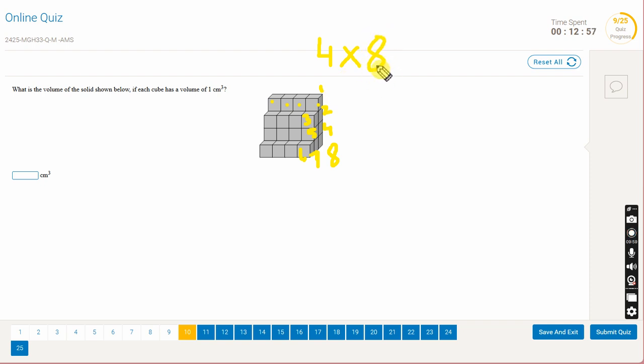So there are 8 rows with 4 cubes. So you just multiply them and you'll get 32. Okay, 8 times 4 is 32. Let's go to the next one.